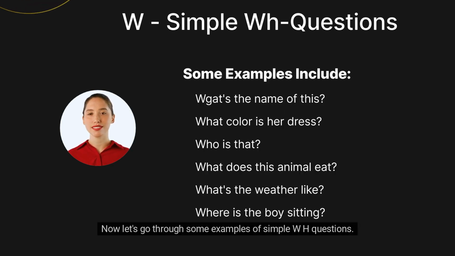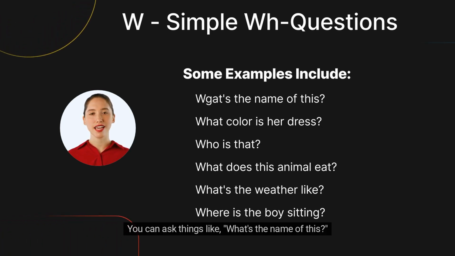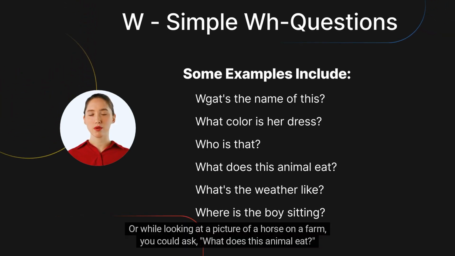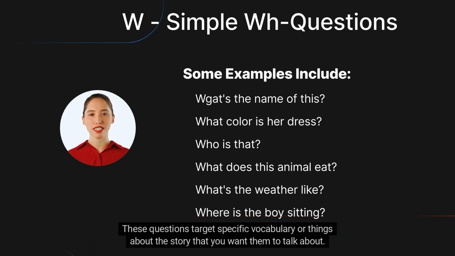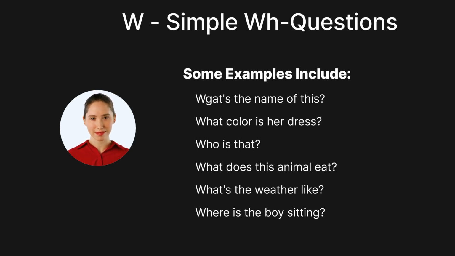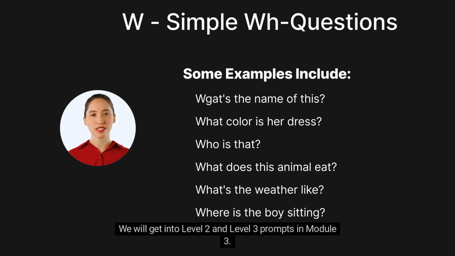Now, let's go through some examples of simple WH questions. You can ask things like, "What's the name of this?" while pointing to a picture. Or while looking at a picture of a horse on a farm, you could ask, "What does this animal eat?" These questions target specific vocabulary or things about the story that you want them to talk about. So both completion and WH questions are good Level 1 prompts for working on new vocabulary and getting children engaged. We will get into Level 2 and Level 3 prompts in Module 3.